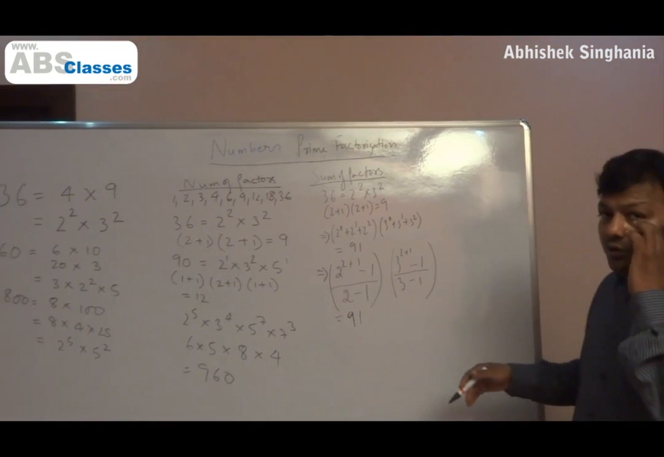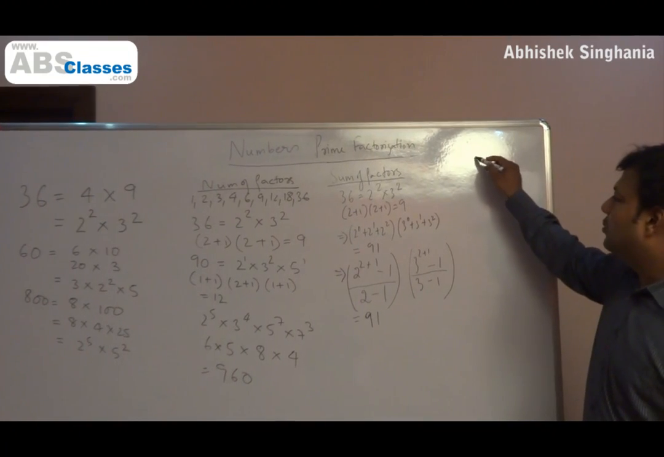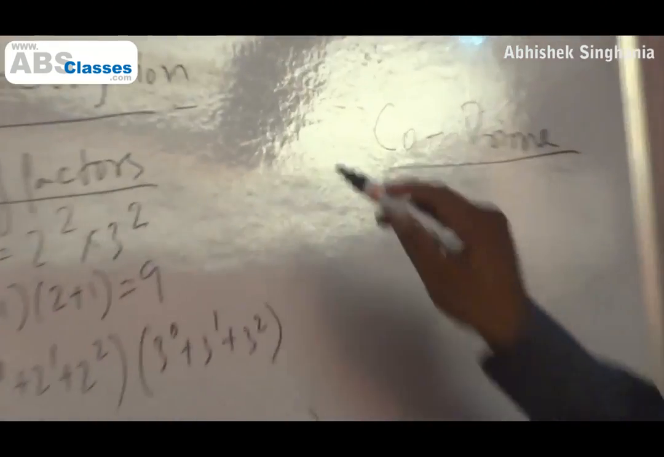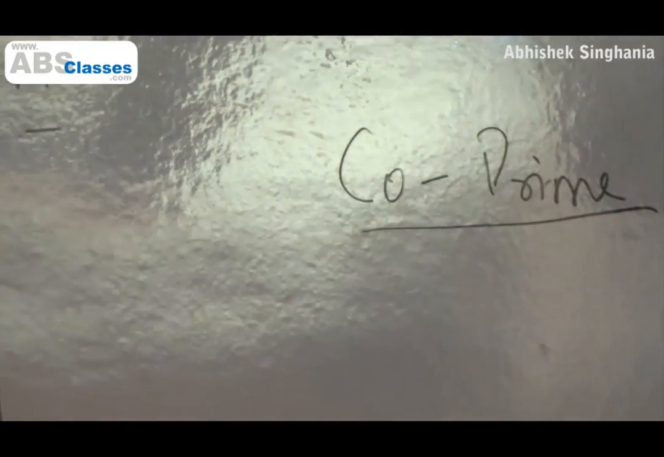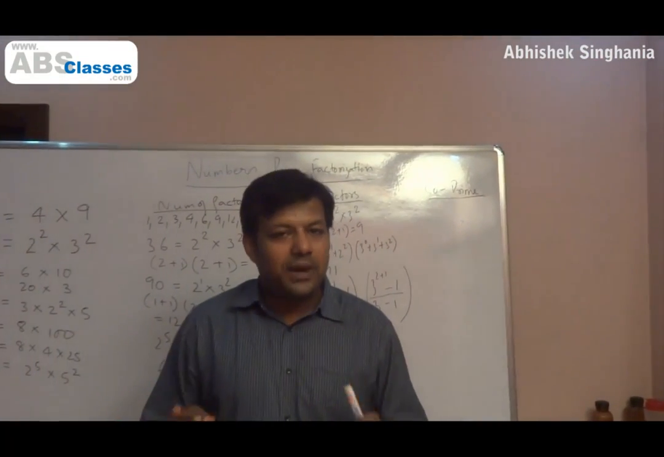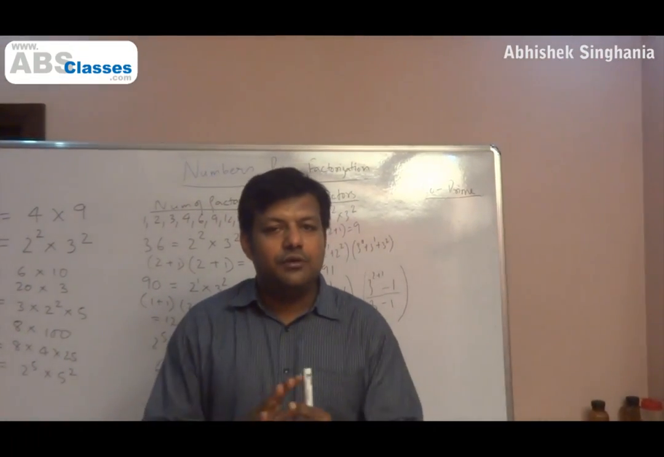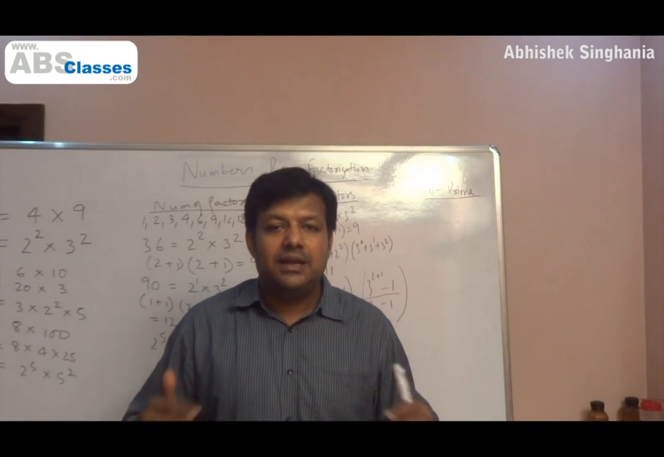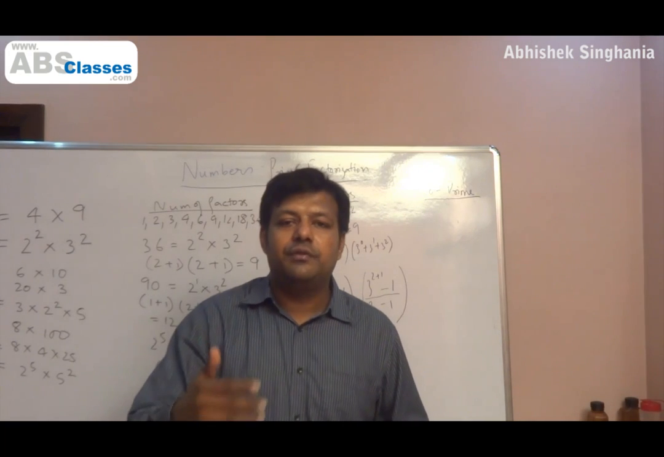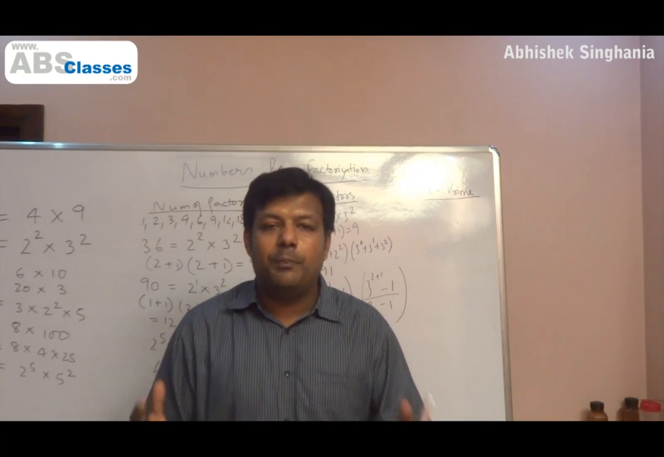The next thing that we will do is co-prime numbers. First, let's understand what we mean when we say co-prime number. Co-prime has got nothing to do with prime numbers. Co-prime means two numbers which have no common factor. Their highest common factor is 1. They don't have a common factor. That is what we call a pair of co-prime numbers.